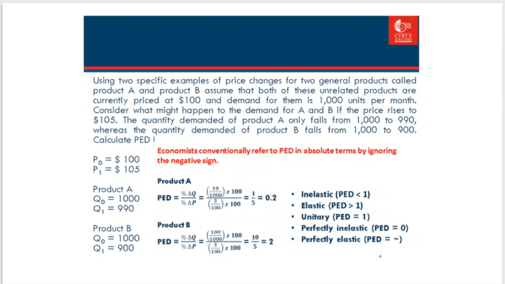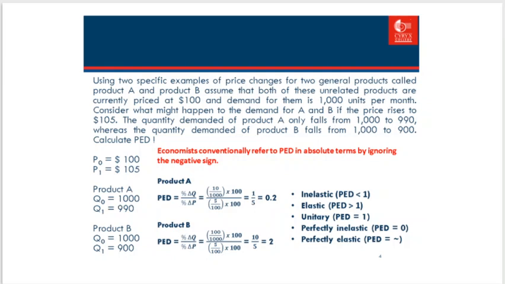How to get the percentage change in price? Focus on price. The original price is 100 and then the price is increased to 105. So the original price is 100 minus 105. We have to always remember, if we want to get PED, we will use absolute terms, which means we have to ignore the negative sign. 100 minus 105, normally we will write minus 5, right? But in this case, we only have to write 5. 5 divided by 100. 100 is the original price.